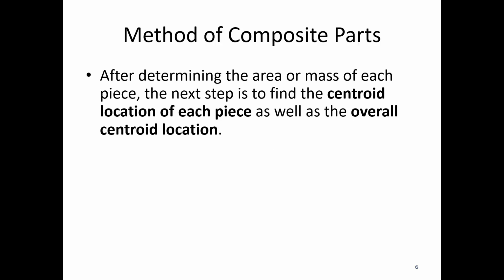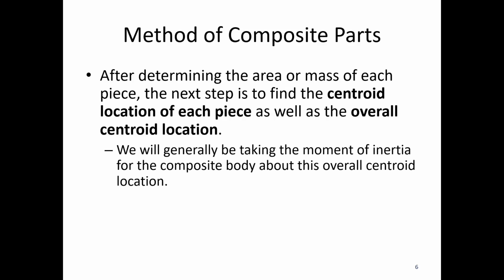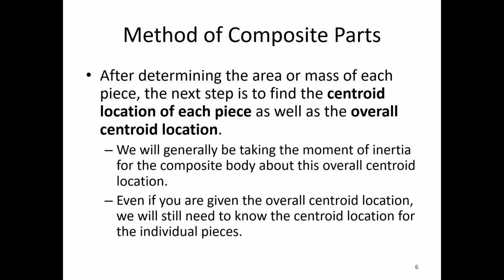After determining the area or mass of each piece, area in this case, the next step is to find the centroid location of each piece as well as the overall centroid location. We're generally going to be taking the moment of inertia for a composite body about the overall centroid location. This is because with bending or torsion, we need to be taking the moments about that point. Because of that, we need to know where that overall centroid is. Even if we are given that overall centroid location, we're still going to need to know where the centroids are for each of the individual pieces I'm working with.